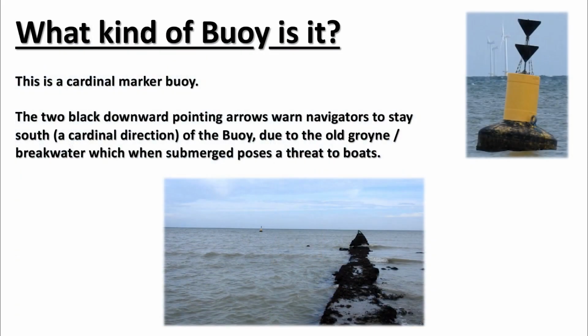What kind of buoy is it? This is a cardinal marker buoy. The two black downward pointing arrows warn navigators to stay south, a cardinal direction, of the buoy due to the Old Groin Breakwater, which when submerged poses a threat to boats.